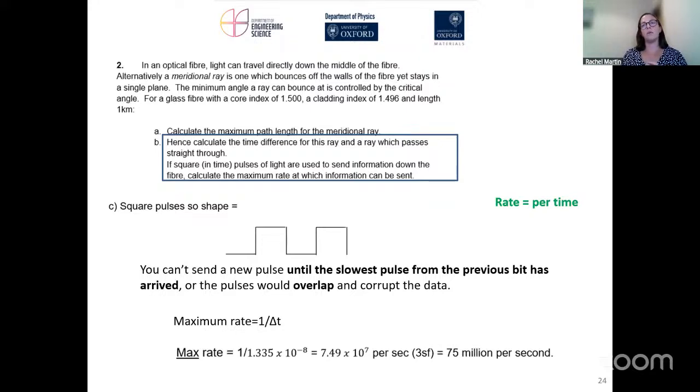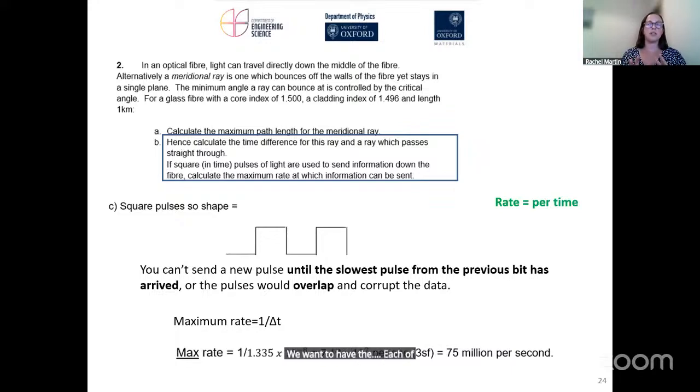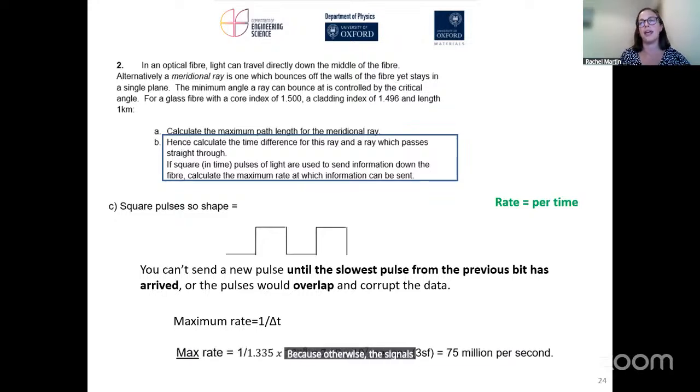And that's exactly what we're assuming, Marcus, the idea that each on part of the signal, we want to have each of the gaps in those signals being at a minimum value, that time difference between the two path lengths, because otherwise the signals will interfere when they get to their destination.